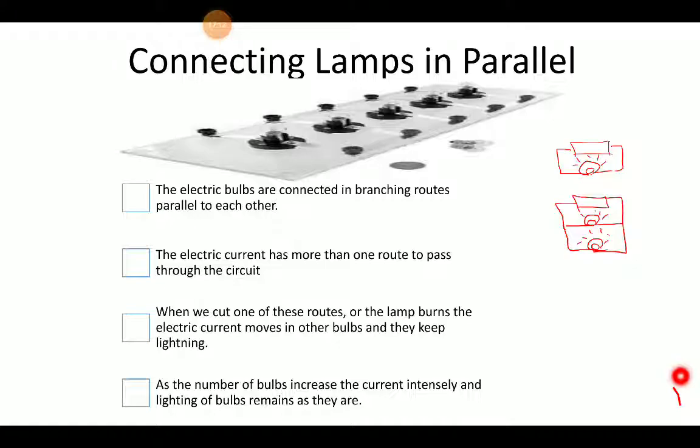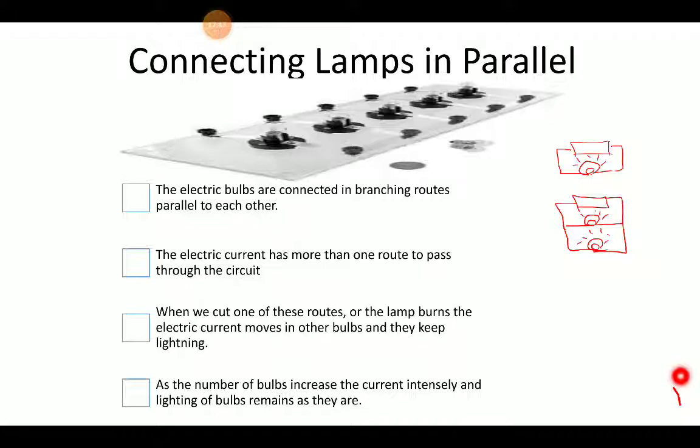And if one of the light bulbs burns, the electric current moves in the other route and the other lamps in the circuit don't turn off. Again, there are branching routes for the electric current to pass through the circuit. So by unscrewing one of the lamps, the electric current moves in the other route and the other lamps in the circuit don't turn off.